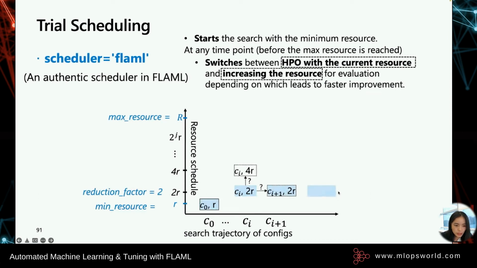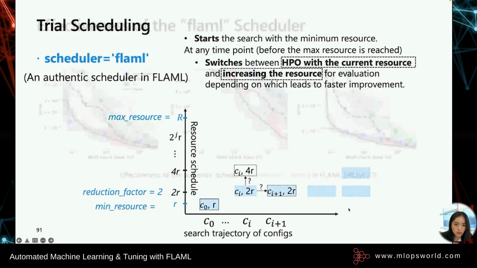If we keep doing so, it's very likely that we can do the search under a particular low resource budget and only increase the resource when necessary. So this overall can save us a lot of resource in total.